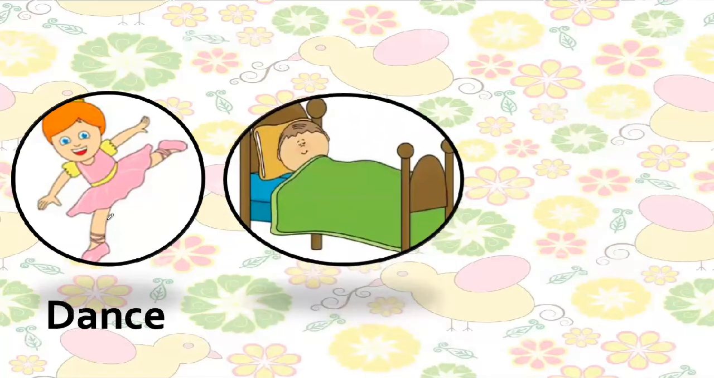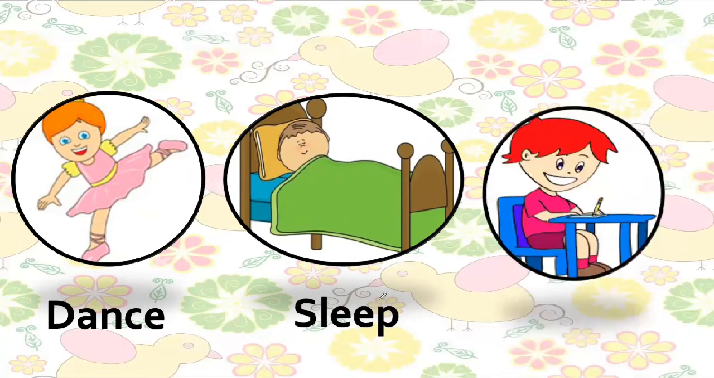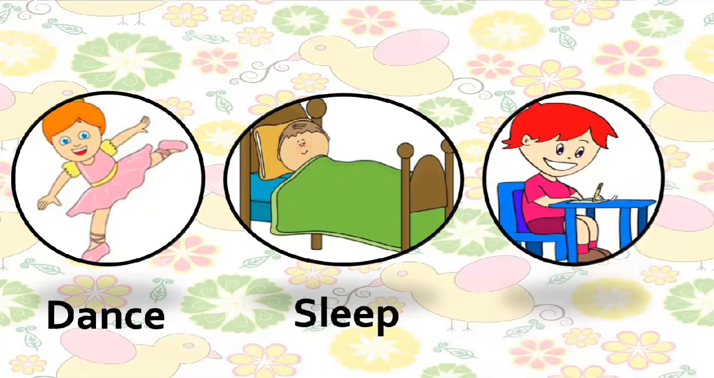Now moving to the next picture. Which action can you see in this picture? What is this little boy doing? Sleep. Sleep is another action. Now moving to the other action. What can you see in this picture? Which action is happening here? He's having a pencil in his hand and a copy there. I think he's writing something. Yes, so here the action is to write.